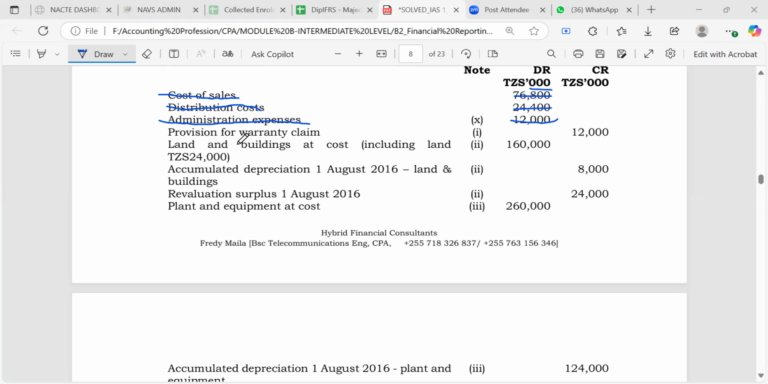Okay, so provision for warranty claim. You know it on IAS 37, contingent liabilities and contingent assets. A provision is obviously a liability of uncertain timing or amount. Which amount? 12,000.